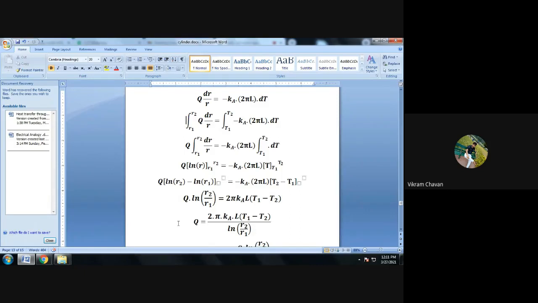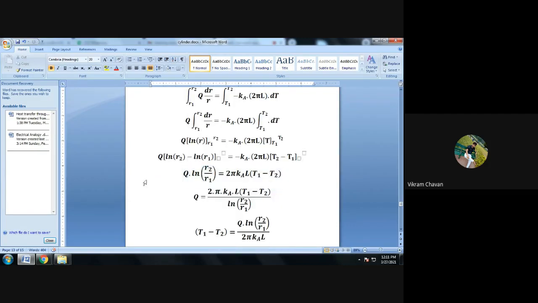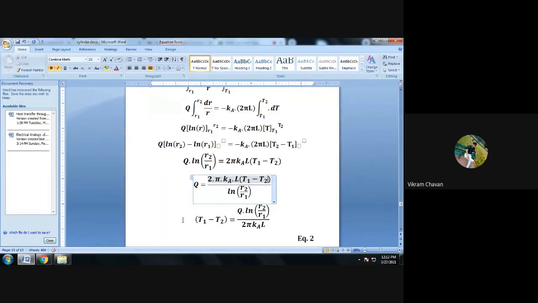Ln of R2 divided by R1. Whether you reach up to this particular equation, we will get the heat transfer equation. Now we have to convert this equation in the form of a temperature difference. Keep T1 minus T2 on one side, and the remaining terms we have to shift to the other side. So we'll get the equation in the form of a temperature difference as T1 minus T2.